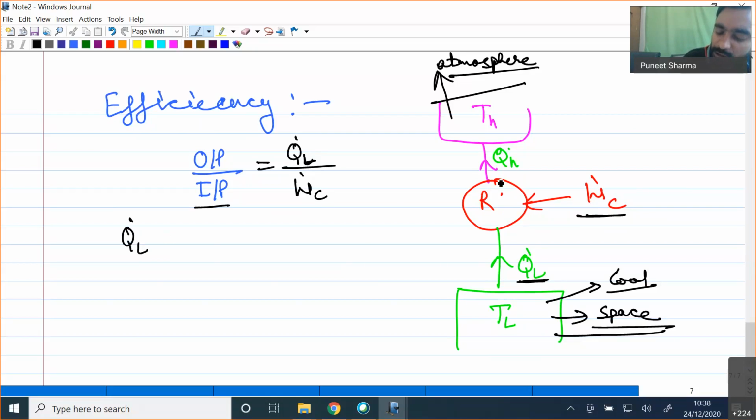So I am applying the first law of thermodynamics considering only the refrigerator as my system. So Q dot L, we are adding some heat into the refrigerator, minus Q dot H, the heat which we are rejecting from the refrigerator, will be equal to nothing but the net amount of work done.